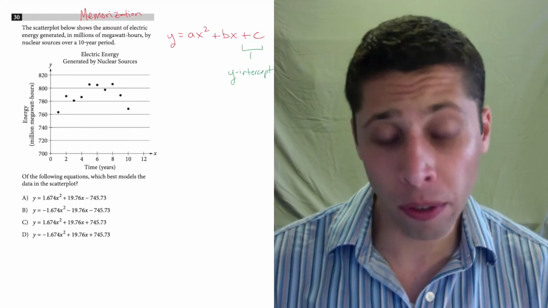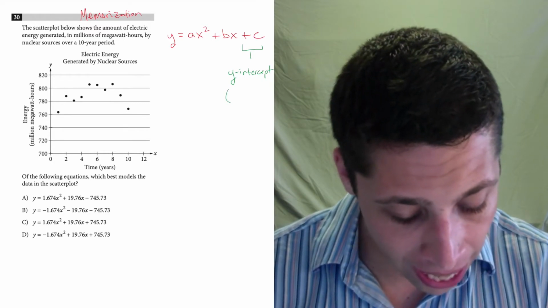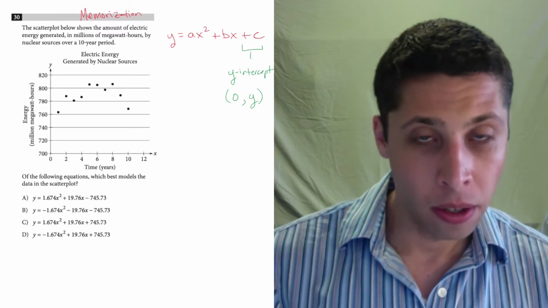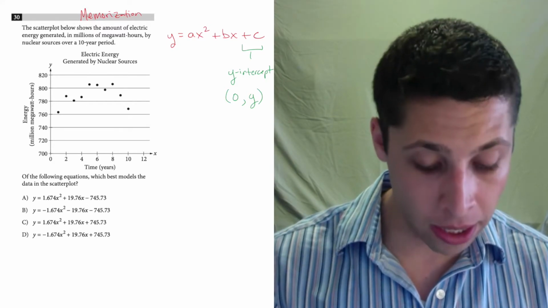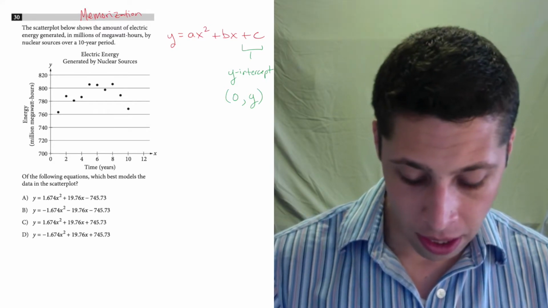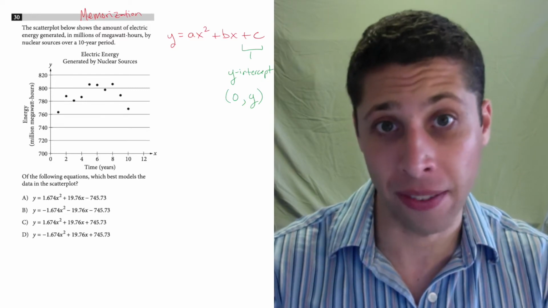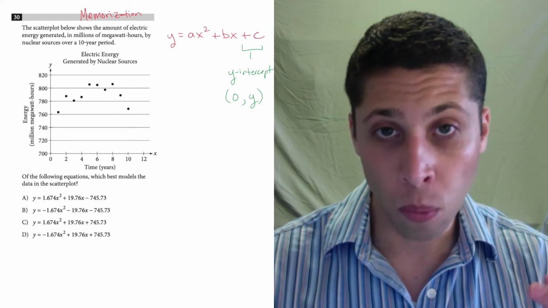And how do we know that? Well, remember, all y-intercepts have an x-coordinate of 0, right? So if we just plugged 0 in for all of the x's, then the only thing left would be the C term, this piece that doesn't have any x's. So why does that help us here?